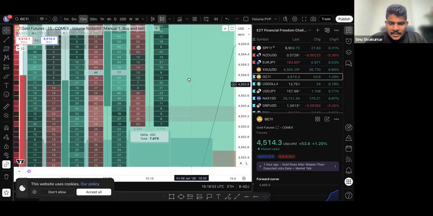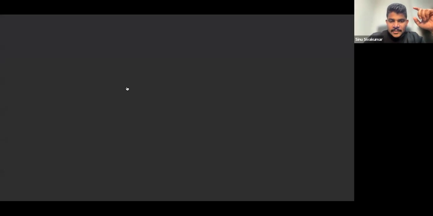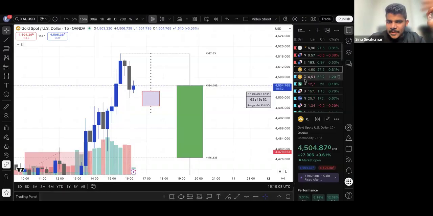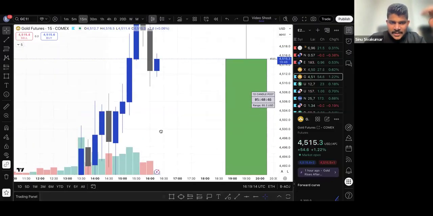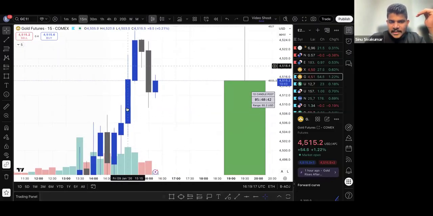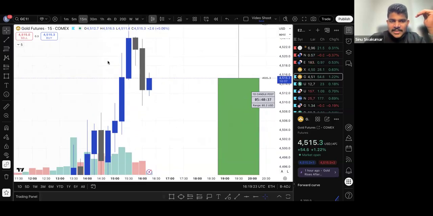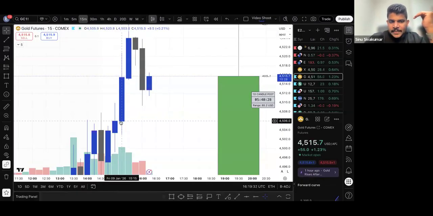Let's say in total, we had around 7.07K volume inside that particular 15-minute candle. This is actually a spot chart. Let me explain future to future so that it will be much easier for you to understand. So within this particular candle alone, which is the 3:15 to 3:30 candle, we had around 7K total volume.